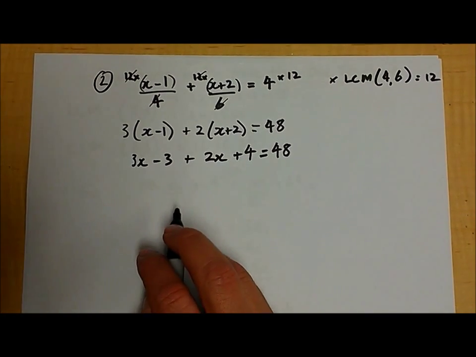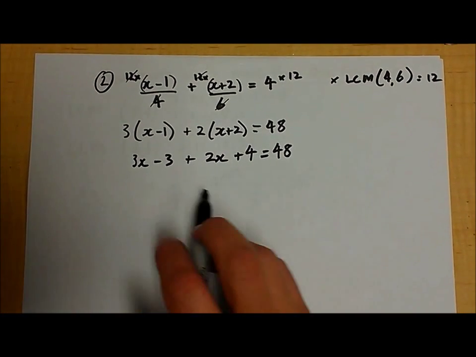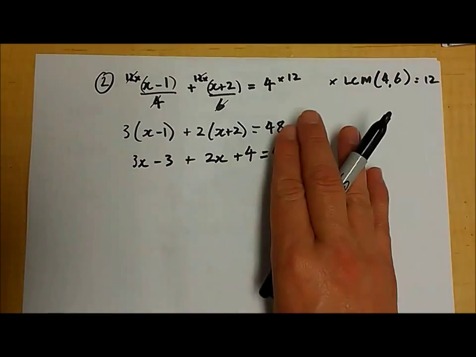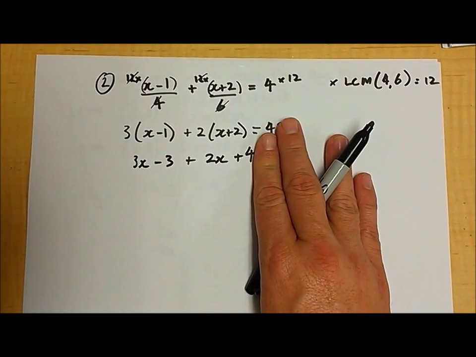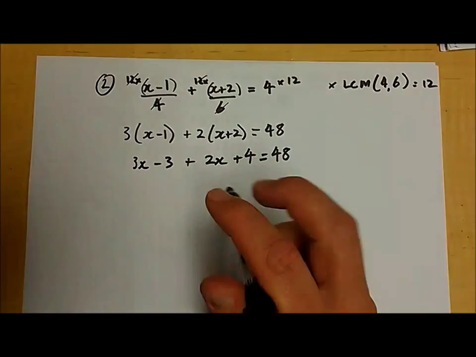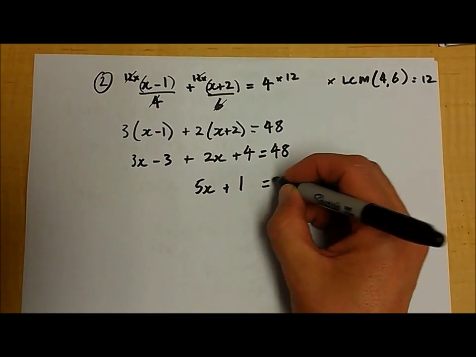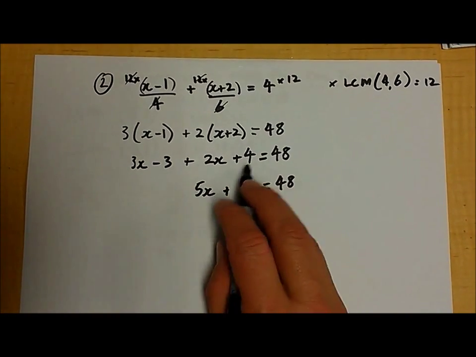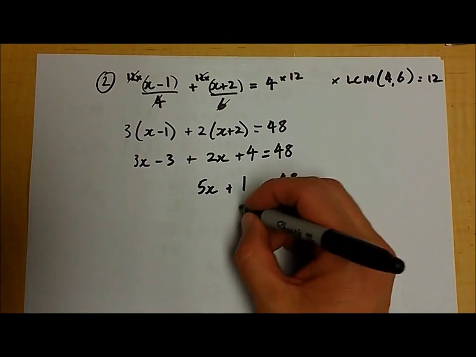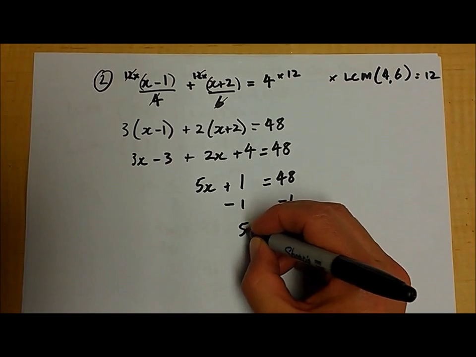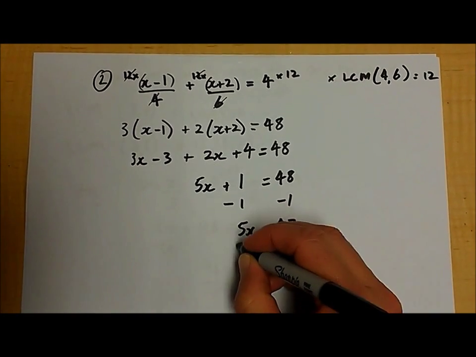Now this is one of those cases where I don't have to subtract everything at once. What I need to do is look at this side. It's only on one side of the equal sign. It's just an expression that needs to be simplified. 5x plus 1 is equal to 48. And now it's just a two-step equation. Subtract the 1, divide by the 5.